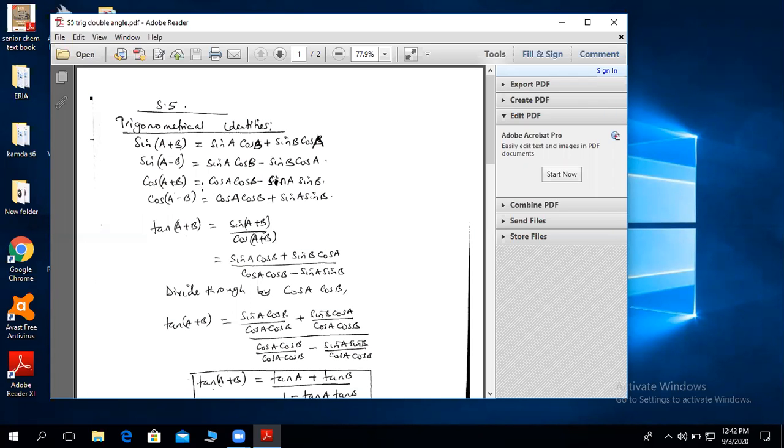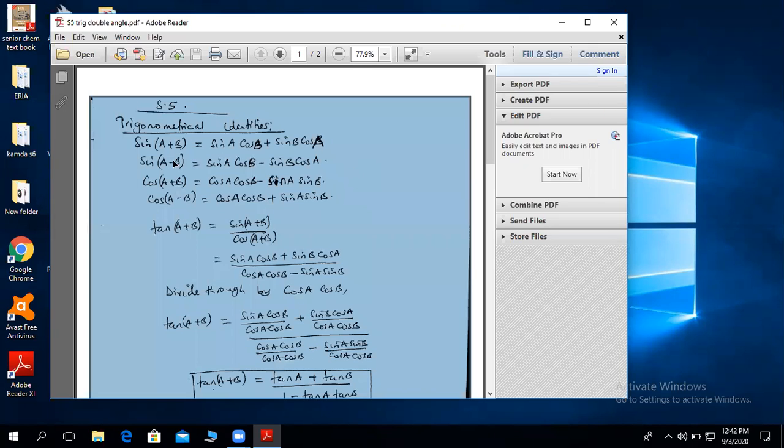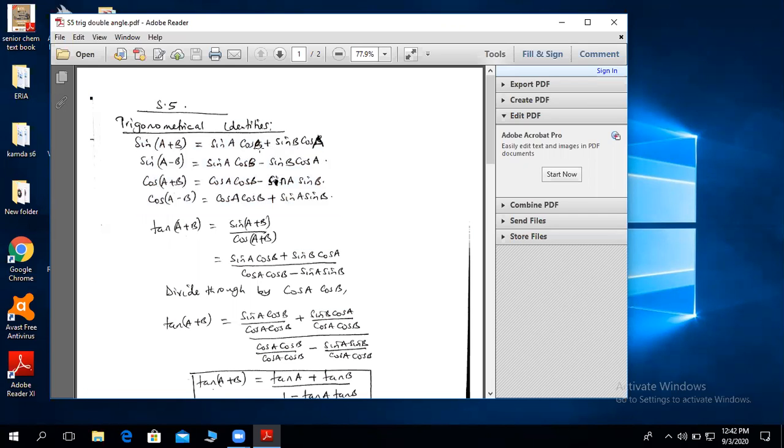So for cos, it is cos A, cos B, minus sine A, sine B. Then when it is a minus, the sign will change to plus, and it will now be cos A, cos B, plus sine A, sine B. So these four are very, very important. From these four trigonometric identities, we can get the one for tan.